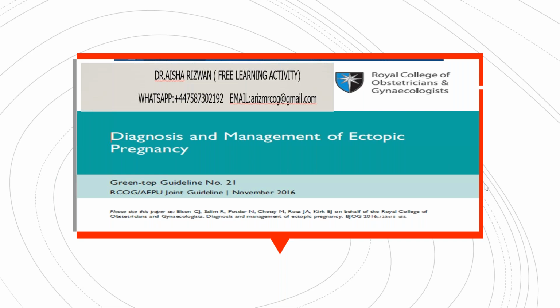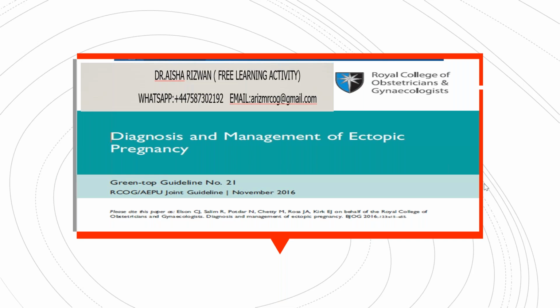Okay. Then the women should be made aware of how to access support via the patient support groups, like what support groups are available, Ectopic Pregnancy Trust, or local bereavement counseling services.